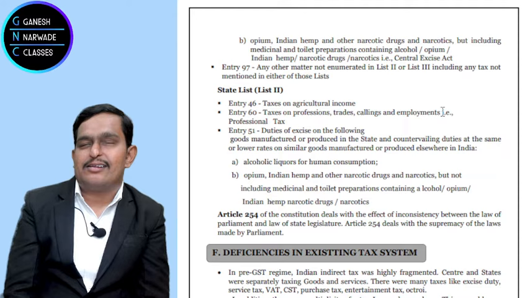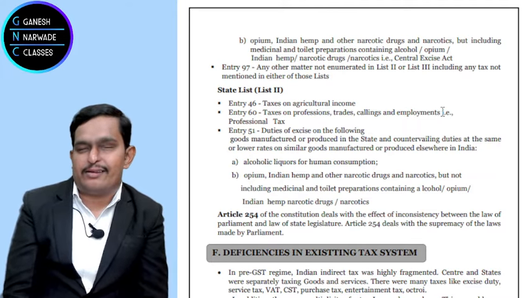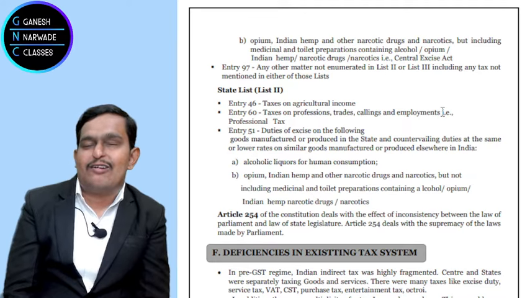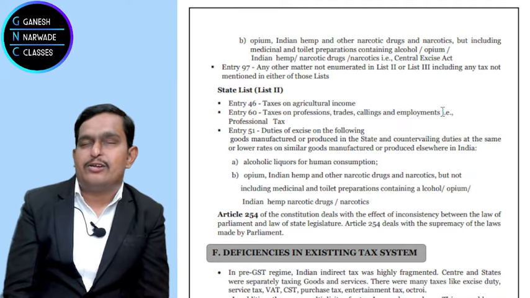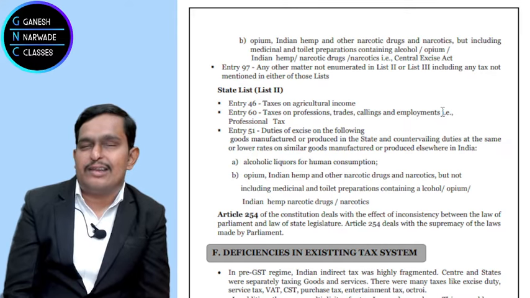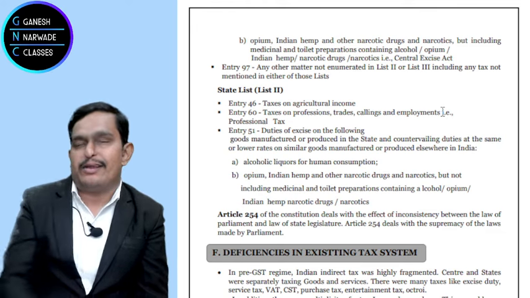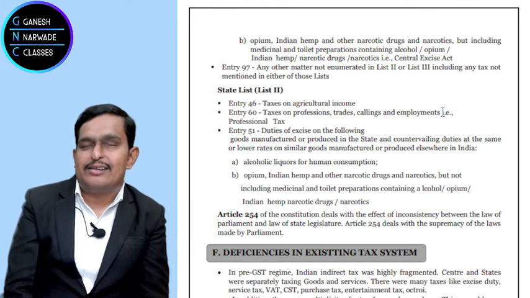Every product has something called good and something called bad, right? So if it is for good, if it is for medicinal and toilet preparations, then the central government has the power to levy tax. On tobacco products, the central government can levy tax as per entry number 84, and on alcoholic products, drugs, opium, the central government can also levy tax, but only if it is used for medicinal and toilet preparations. Clear? That's it.